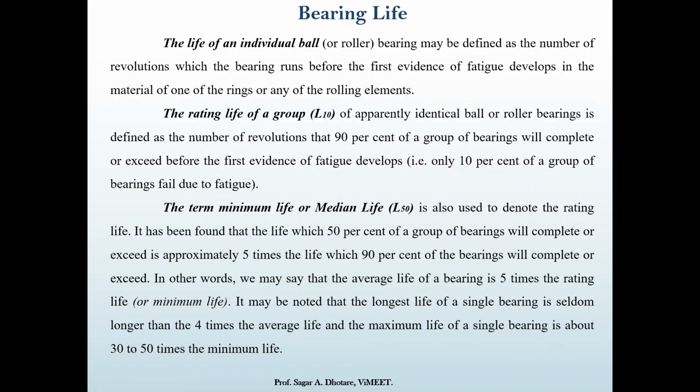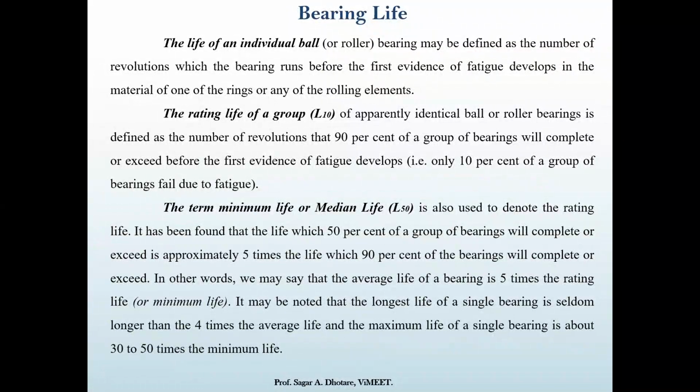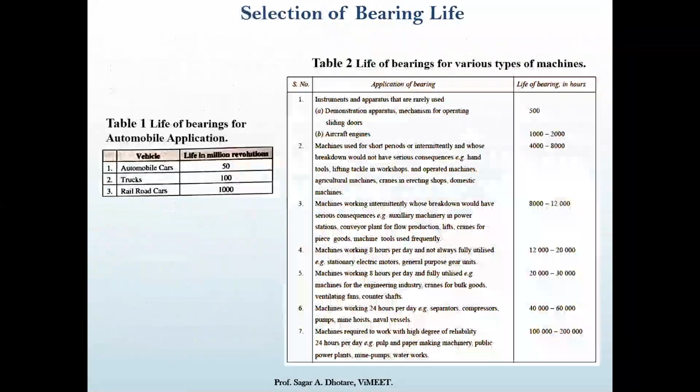For example, if the minimum life is 5000 hours, then they will perform 30 to 50 times better than that of the given life. Okay, so these are the conditions, and these terms we will easily understand when we solve the examples. Okay, so I hope you fairly understood about these three lives.